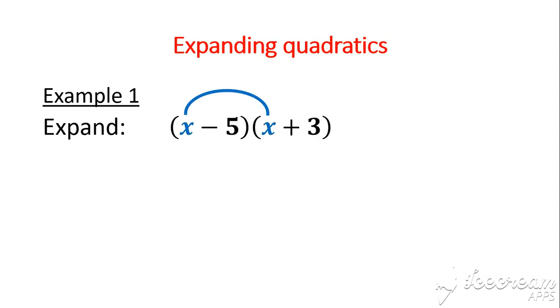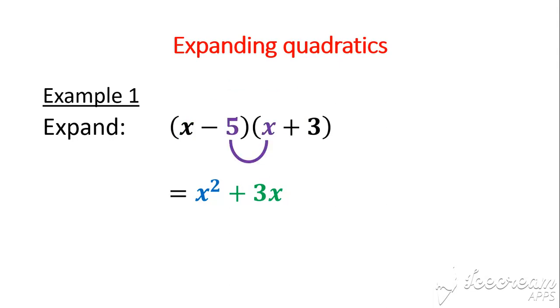We're going to do what I like to call rainbows again. And remember, every time we do a rainbow, we must multiply. So the first rainbow is x multiplied by x. X times x is written as x squared. Our second rainbow is x multiplied by 3. It's a positive 3, so we get to write down plus 3x.